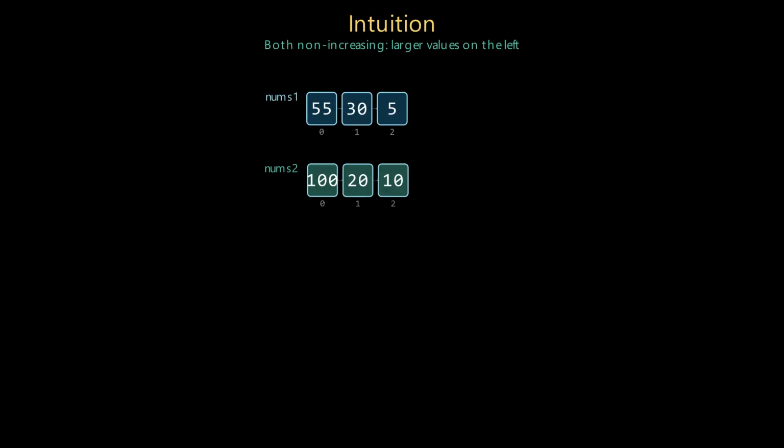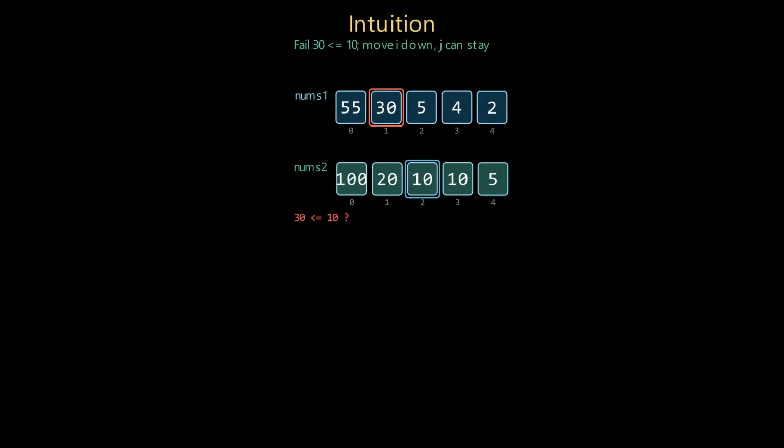Because both arrays are non-increasing left to right, once a j works for a given i, any smaller j to the left still has a value at least as large as we need. So we only care about pushing j further right to grow the gap. Suppose i is on 30 and j is on 10, and 30 is not less than or equal to 10. When we move i forward to a smaller value like 5, we never need to drag j backward. j can stay put or move right to find the next valid gap.